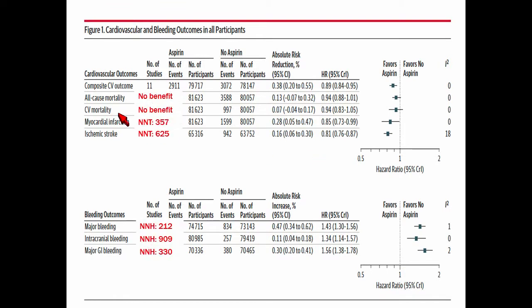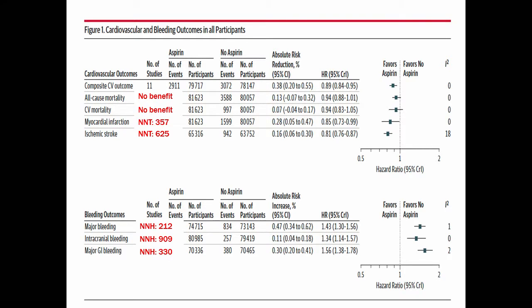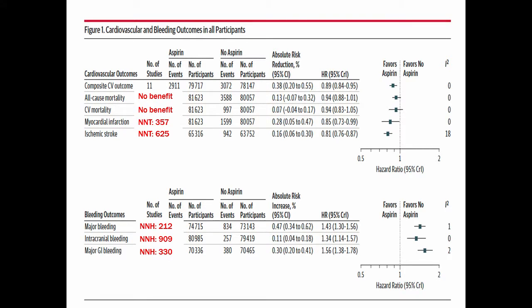So aspirin, all-cause mortality, no benefit. Why? The relative risk crosses 1, not statistically significant. For cardiovascular mortality, no benefit. Relative risk crosses 1, right? So you don't calculate NNT. The NNT for preventing one myocardial infarction is 357. So 357 patients need to take aspirin daily for one of them to avoid a heart attack.